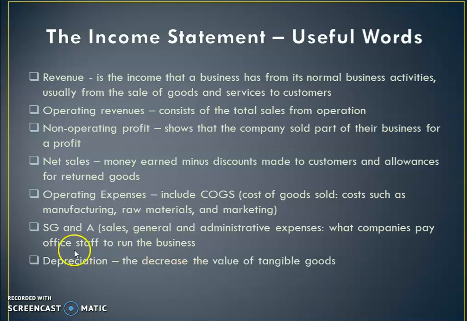Next is depreciation. What is this depreciation? This is the decrease in the value of tangible goods, for example, buildings or a car. After like 2 or 3 years, it is not the same as the cost at first. So it is depreciating. It is decreasing the value, lowering the value of that good.